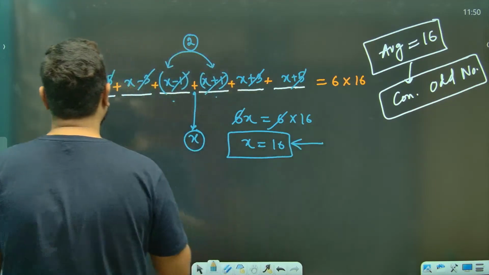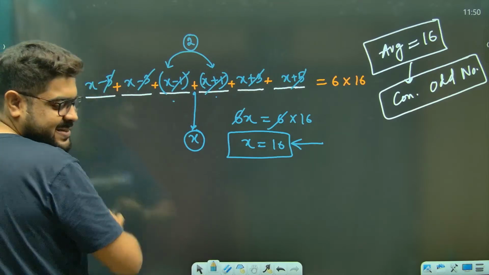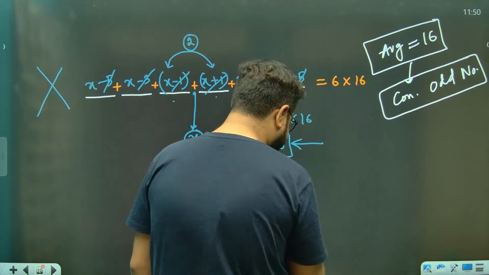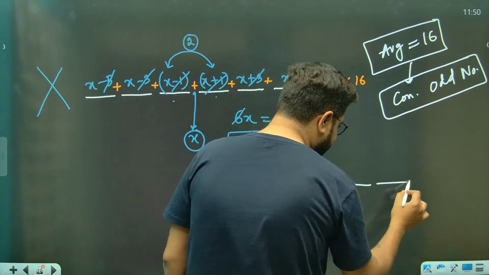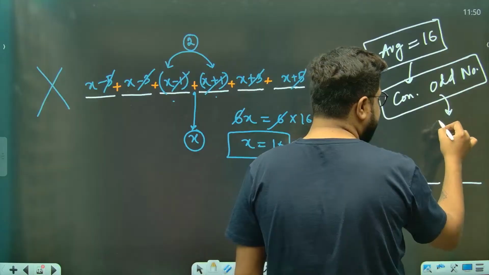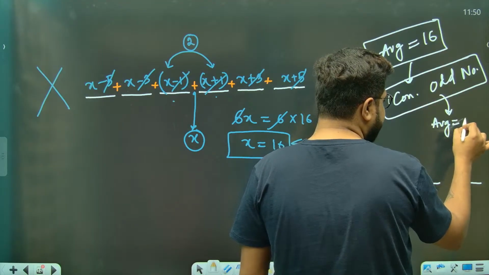Meaning, again, I will not do anything like this. So next time I get a question with 1, 2, 3, 4, 5, 6, the average of consecutive odd numbers is 20.